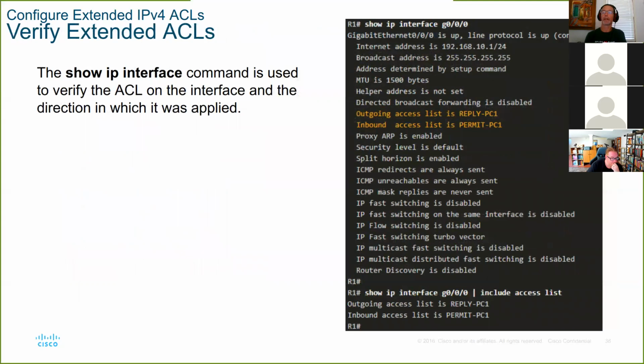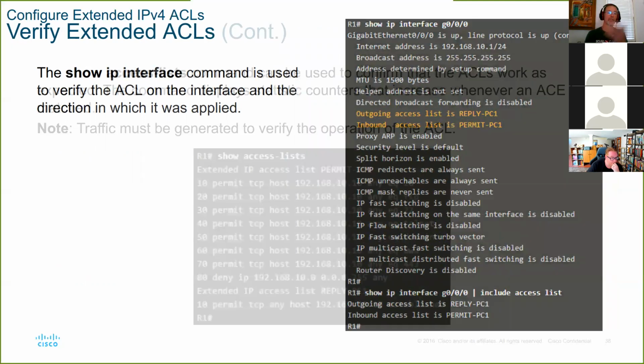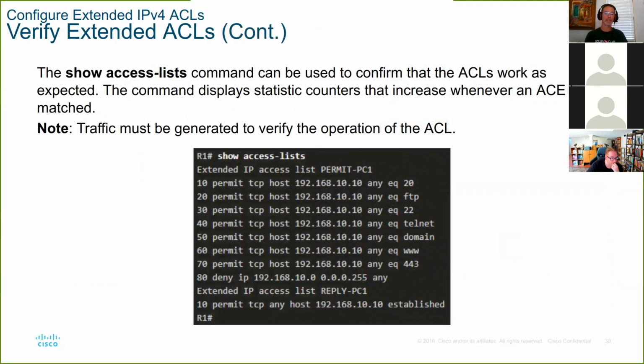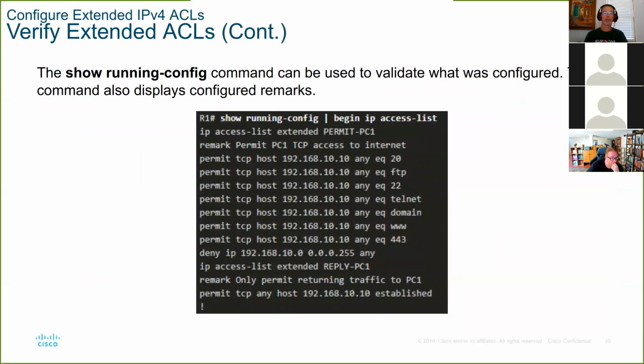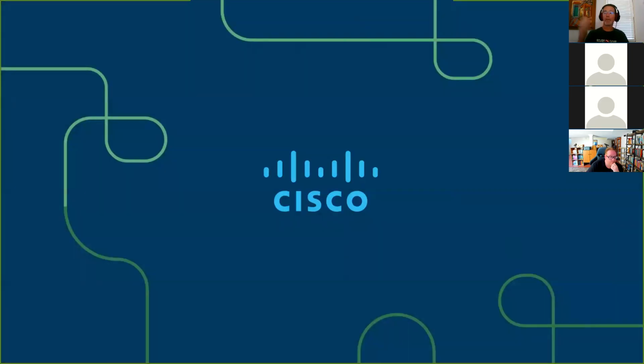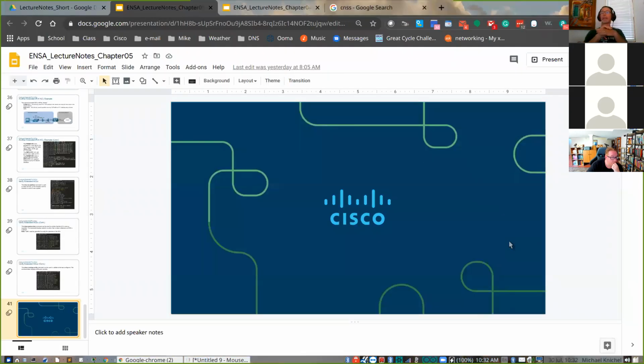Verification, you'll see them applied on the interfaces. Show run will show you the access list in the running config. Show access lists, there's all kinds of commands here, right? Here it is, show access lists. We can look at the running config. And that is extended ACLs and standard ACLs. Remember, you can configure absolutely any standard ACL using an extended. So there's really no reason to have the standard ACL. Any questions?